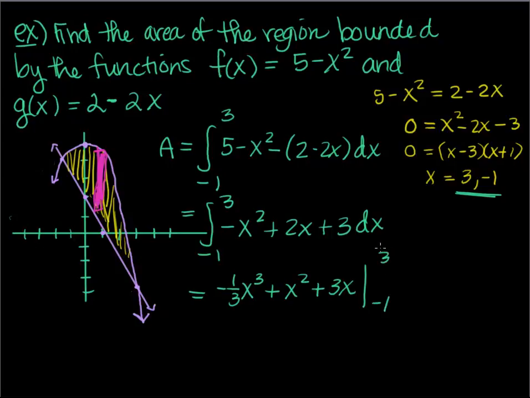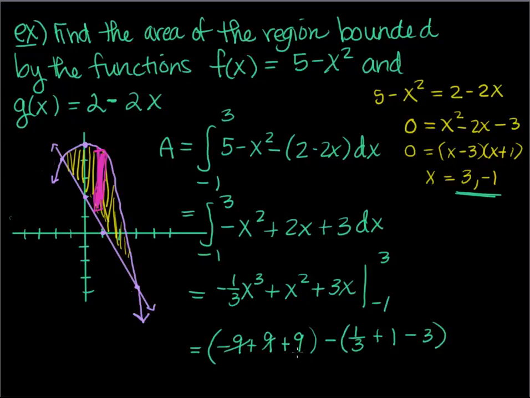1 to 3. All right, let's plug some numbers in. If I put in 3, I get a negative 27/3, which is negative 9. Negative 9 plus 3 squared, which is 9. That's great. Plus 3 times 3, which is 9. Oh my goodness. Minus, let's put in the negative 1. Remember, when you cube a negative, it stays negative. So that actually becomes a positive 1/3. When you square a negative, it becomes positive. And then minus 3. So those guys are gone.